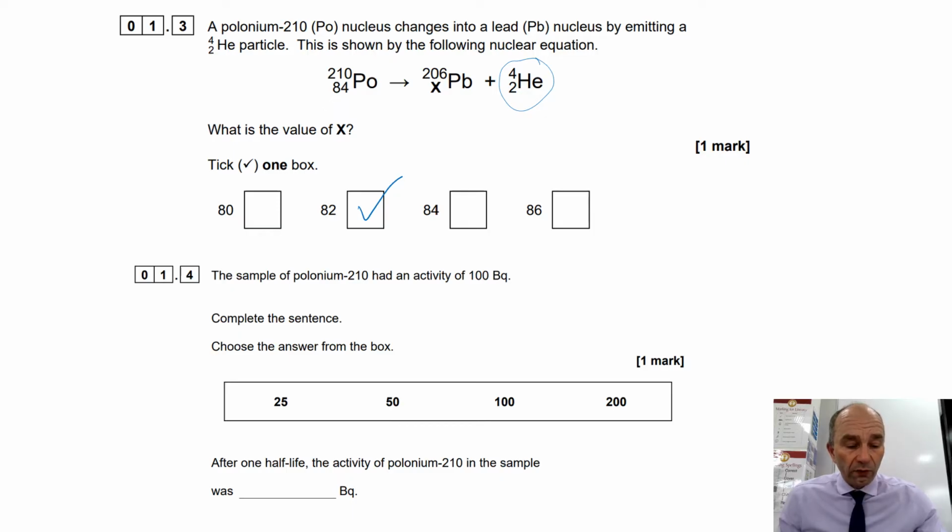And then 1.4, the sample of polonium-210 had an activity of 100 becquerels. Complete the sentence, and we've got some options from the box. After 1 half-life, the activity of polonium-210 in the sample was what? Now, you've got to remember that half-life is the time it takes for half the radioactive nuclei to break down. So if our sample has gone through 1 half-life, it means that we have to half 100 becquerels. We have only got one possible answer there, and it's got to be 50. So there's our 50, and there's another nice mark to get.